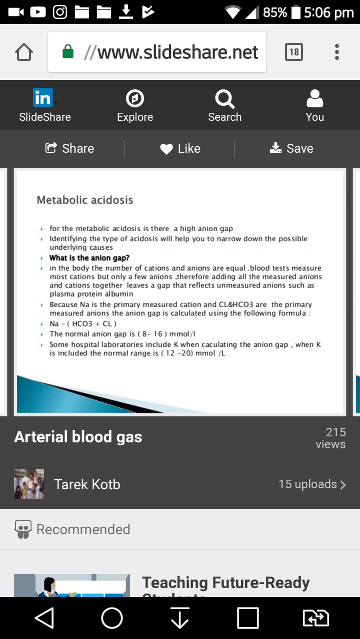My main purpose of this discussion today is to discuss how to calculate the anion gap. For the metabolic acidosis, if there is a high anion gap, you will identify the type of acidosis. It will help you to narrow down the possible underlying causes.